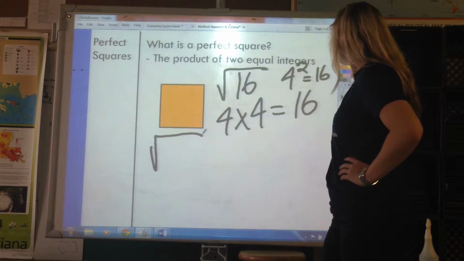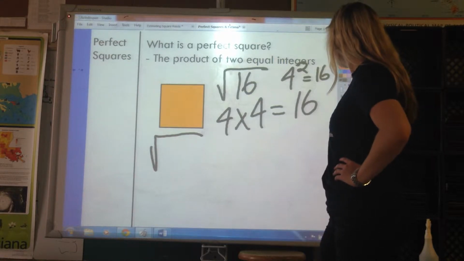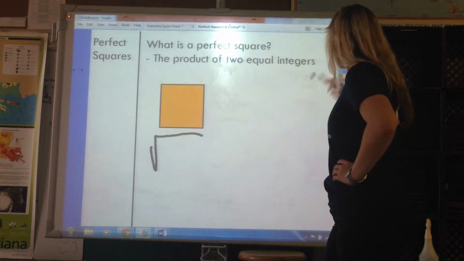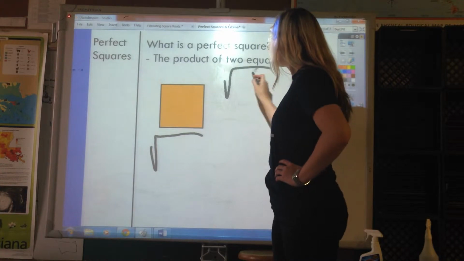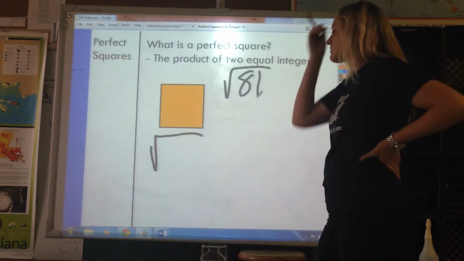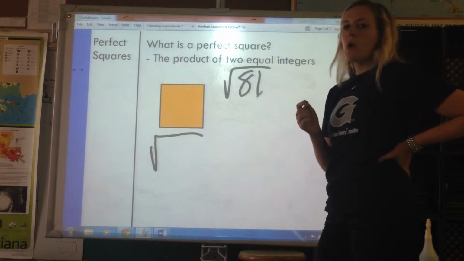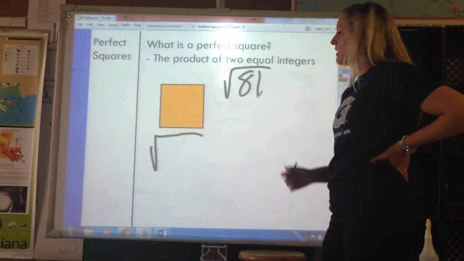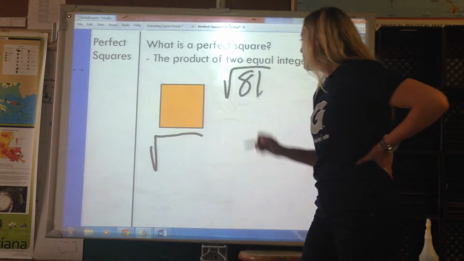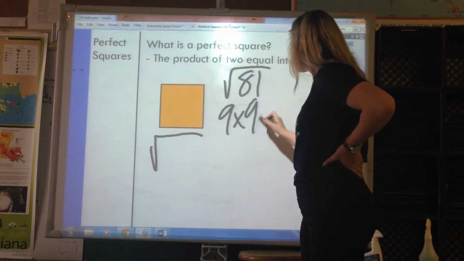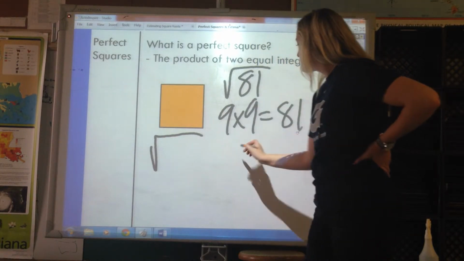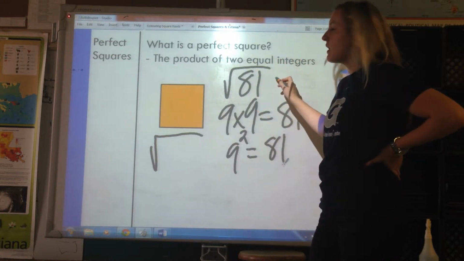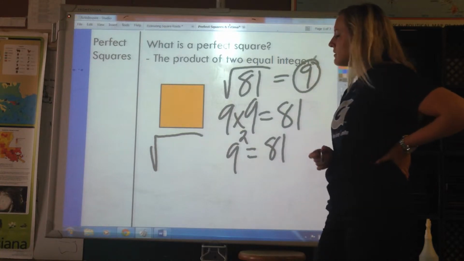All right, let's go on and do some examples. Actually, no, let's do one more. I want to know what the square root of 81 is. So I'm thinking to myself, what number multiplied by itself gives me 81? So I think back to my multiplication tables, and I know that 9 times 9 equals 81. So 9 squared will give me 81. So the square root of 81 is always 9. Let's go on.